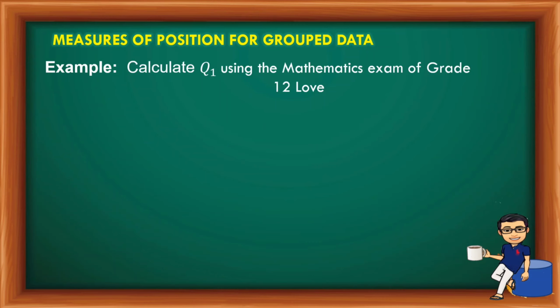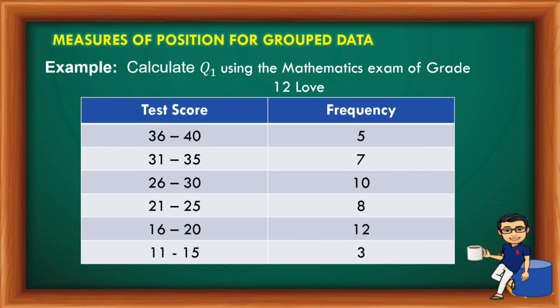Calculate quartile 1 using the mathematics exam of grade 12 lab using this table. So this table, at this side of the table is the range of the grades of grade 12 lab test score. So ito rin yung tatawagin din nating class. So class, tsaka ito din, ito rin, and each range ay tatawagin din nating class. On the other side, ito naman yung tinatawag nating frequency of their score. So let us try to calculate the quartile 1.